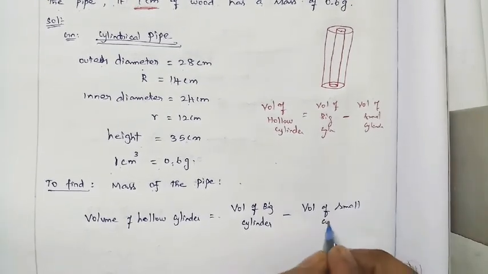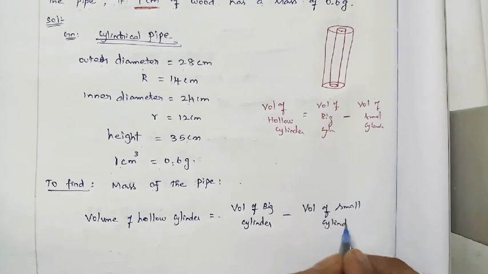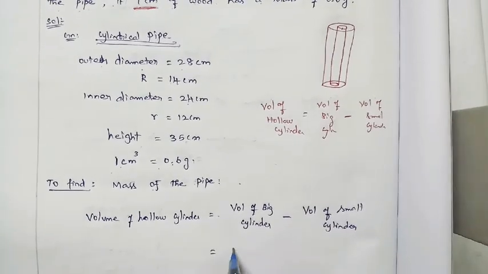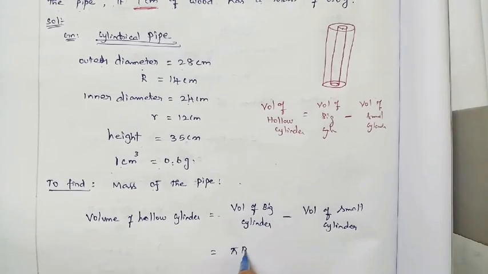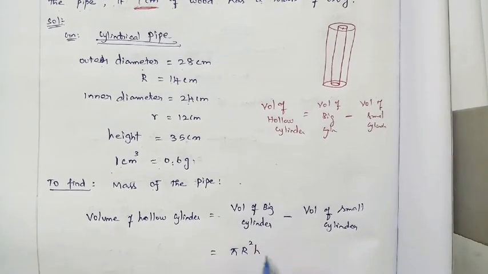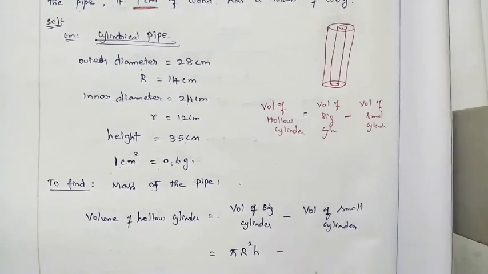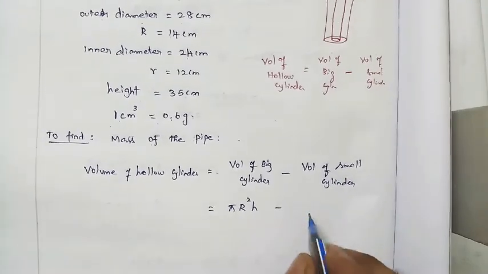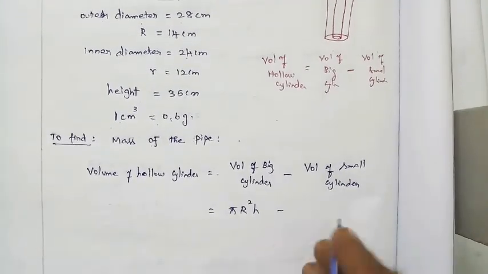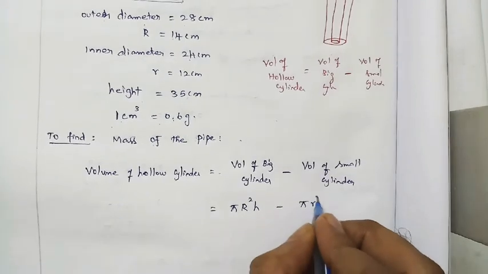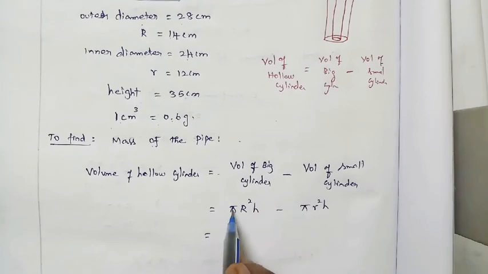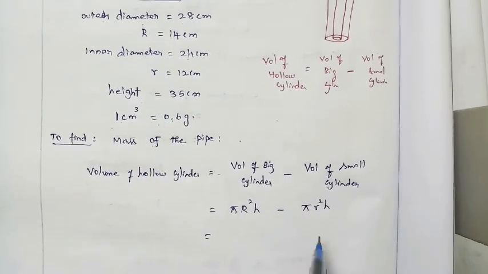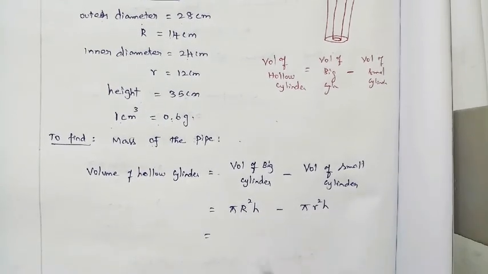What is the formula for the volume of a cylinder? Pi r square h. What is the radius of the big cylinder? Capital R. So pi capital R square h minus volume of small cylinder, what is the radius of the small cylinder? Small r. Pi small r square h. We know the pi value, r value, h value, all the values. Just substitute and simplify, we'll get the answer.